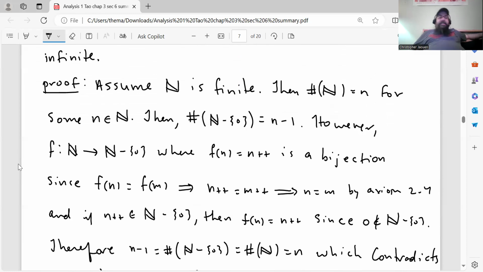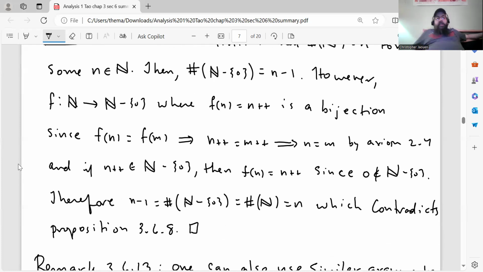Sorry, let's start this over. Assume N is finite, then the cardinality of N equals n for some natural number n. Then the cardinality of N minus the singleton set containing 0 is n minus 1. However, if you look at the function f that goes from N to the set N minus the singleton set containing 0, where f of n is the successor function, that's a bijection. Here I'm proving that it's a bijection: f of n equals f of m implies successor n equals successor m, which implies n equals m by axiom 2.4.